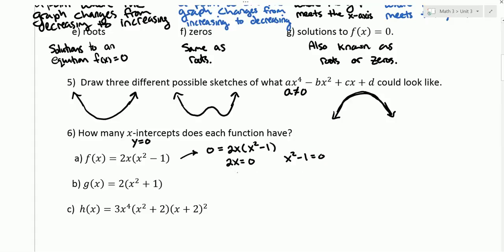If I divide by 2, I get x is 0. Here we can factor further. It's a difference of 2 squares, so x plus 1 times x minus 1 equals 0. So if x plus 1 is 0, we get x equals negative 1. And if x minus 1 is 0, we get x equals positive 1. So we see there are 3 different x-intercepts for A.